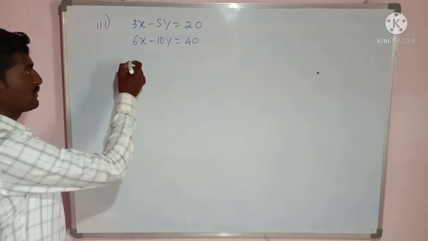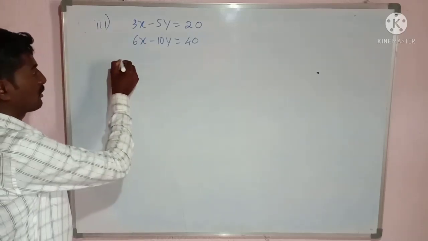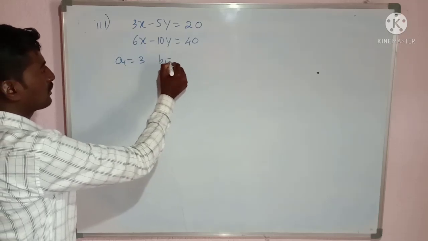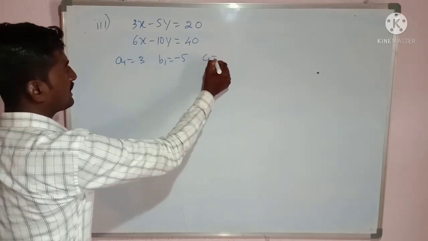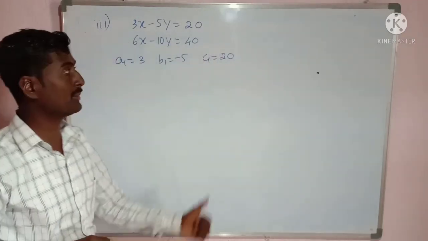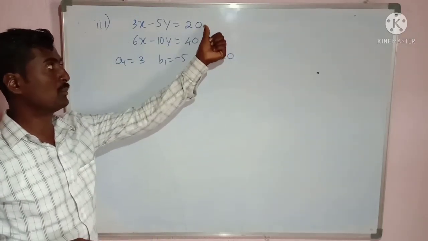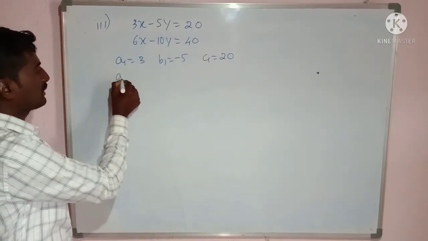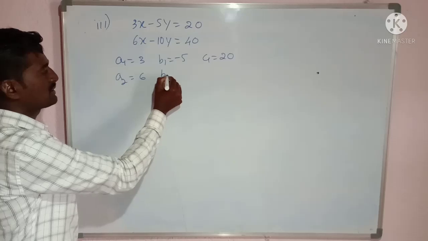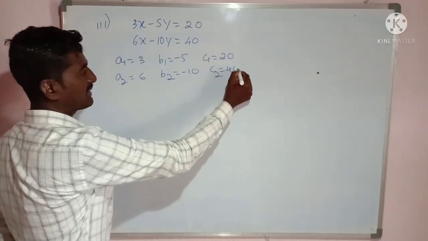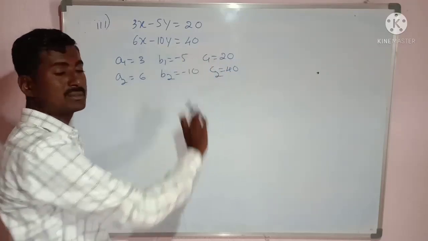Now first we shall find the constants. A1 is equal to 3, B1 is equal to minus 5, C1 here I will take as 20, or you can take it as minus 20 also, no problem at all. So here both the constants are on the right side. Similarly A2 is equal to 6, B2 is equal to minus 10, C2 is 40. Otherwise you can take this as minus 40 and this as minus 20.